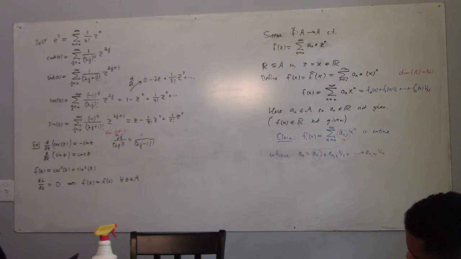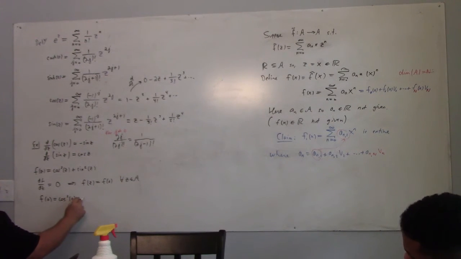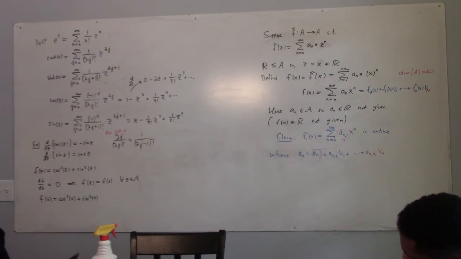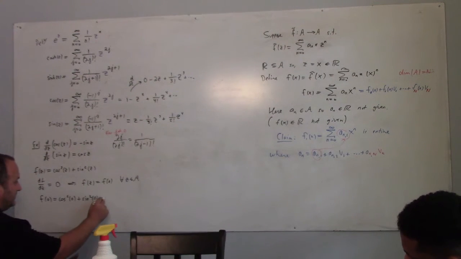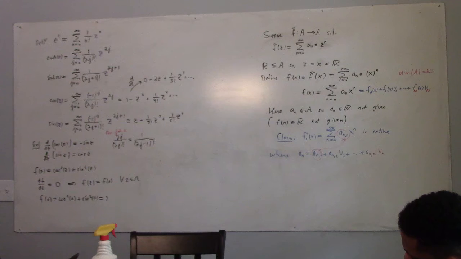But what is f of 0? It's cosine squared of 0 plus sine squared of 0, right? What's cosine of 0? Cosine of 0 is 1. You can see that from the power series. Sine of 0 is 0. So this is 1. So you can prove cosine squared plus sine squared is 1 completely from just calculus. There's no geometry here at all. It's just straight analysis, power series, calculus.